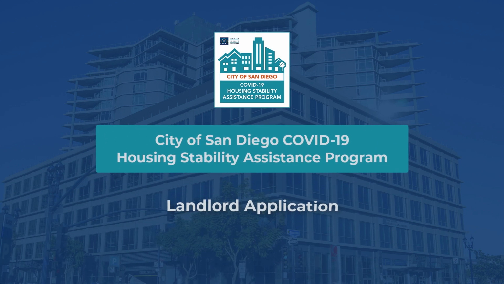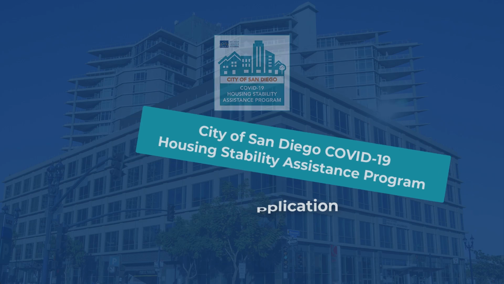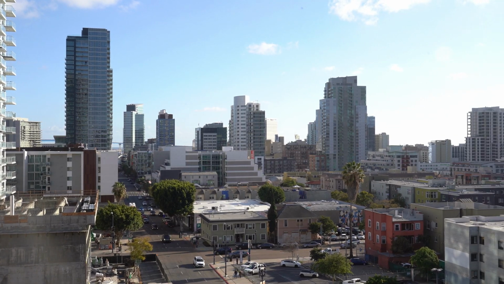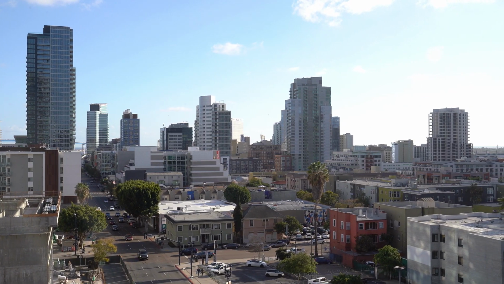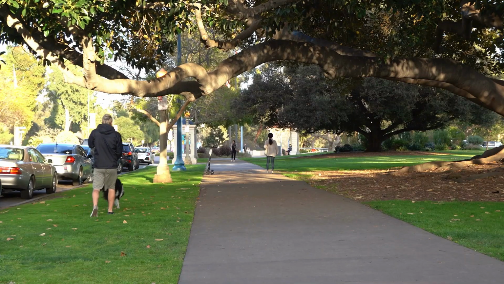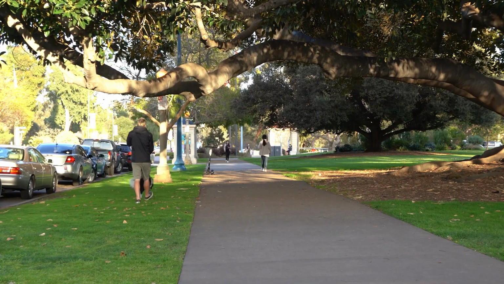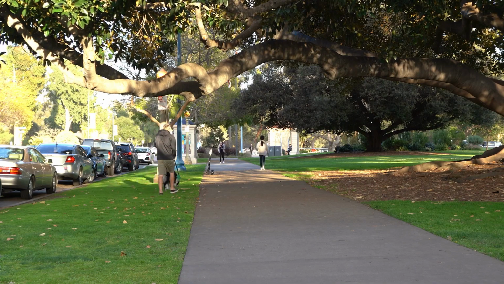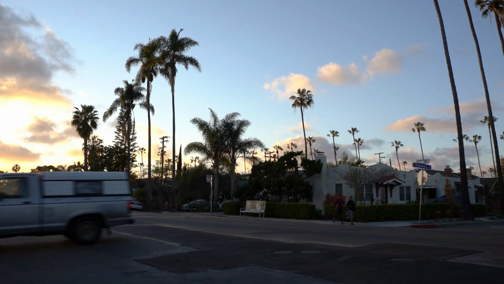Welcome to the online application for the City of San Diego COVID-19 Housing Stability Assistance Program. This program helps pay past due, unpaid rent and utilities for individuals and families with low income in the City of San Diego who experience financial hardship due to the COVID-19 pandemic. The program is required to give priority to paying past due, unpaid rent.